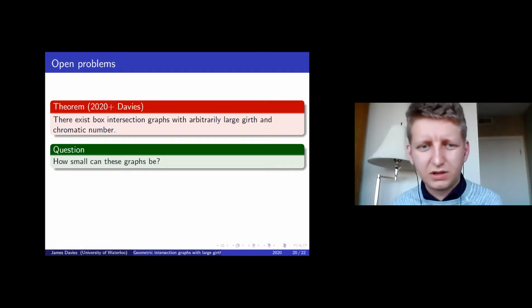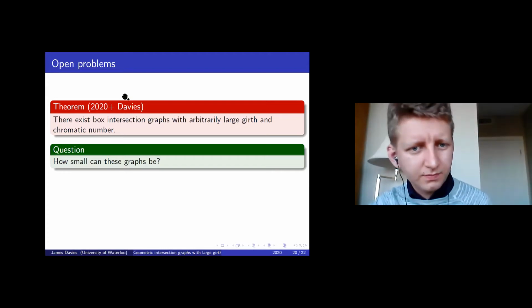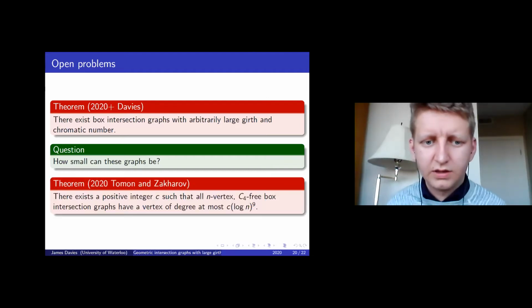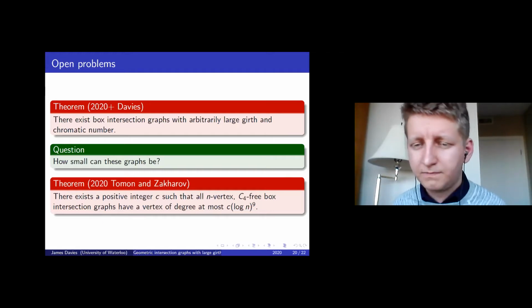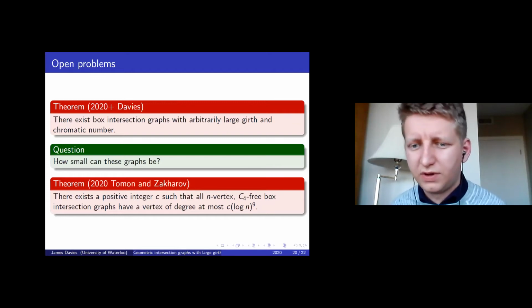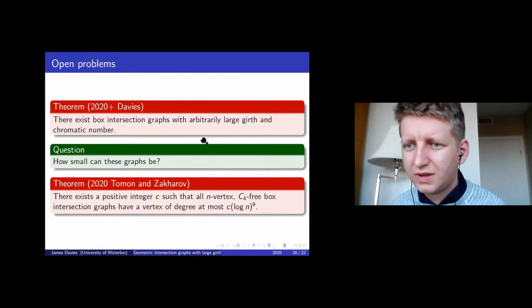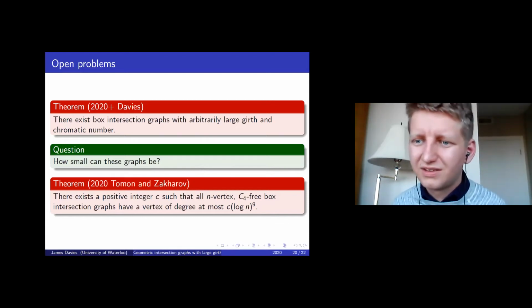With this construction, the size of the graph we get is enormous. There is another recent result that gives a good bound for colorings when you forbid a 4 cycle. Although in general you could need arbitrarily many colors from this theorem, we do know that if you forbid a 4 cycle and you have n vertices in the box intersection graph, then you have a vertex of degree at most on the order of log n to the 9. So these graphs do have to be big, but you wouldn't think as big as the ones I'm showing.